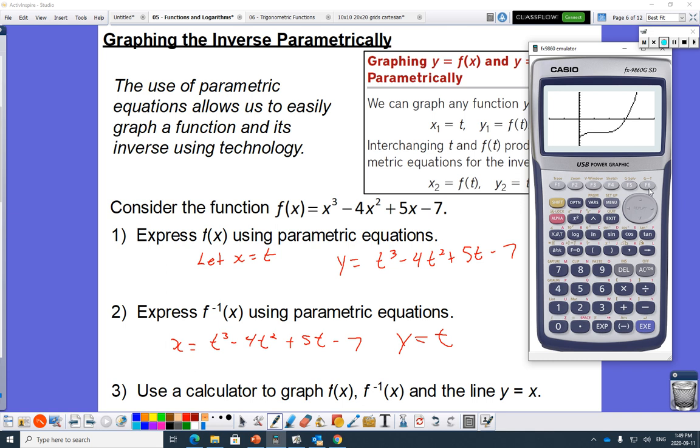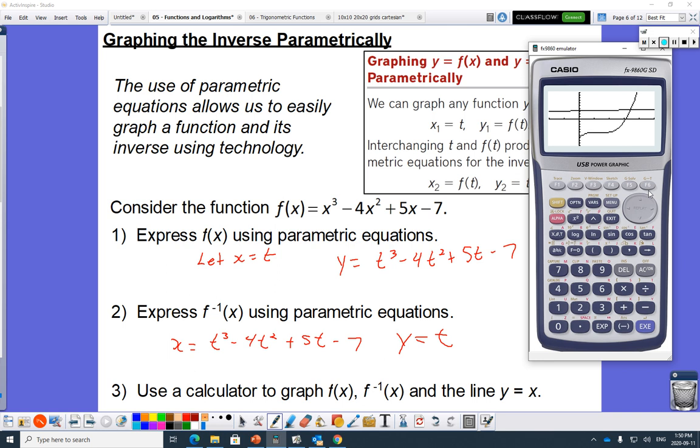Decent little graph there of this cubic function. Then it asked me to do the inverse. So I'll go back to here. And the next one, the x this time is t cubed minus 4t squared plus 5t minus 7. And the other graph is just the t now. See how nice that is for inverses? And I draw them, and woo!